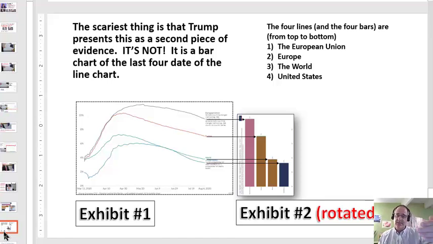And you can see very clearly with the 4 lines I've drawn that those 4 bars are simply the altitude or the height or the placement of the 4 lines at the end of the graph. So whereas the graph on the left has several hundred days of information, the graph on the right has the last day of information. It's a subset of what's on the left.